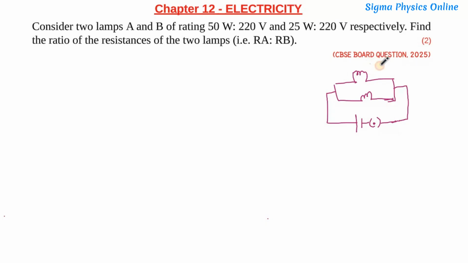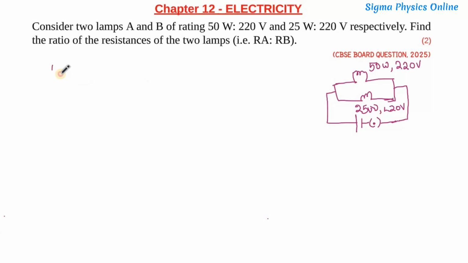The first bulb has a rating of 50 watt and it's operating at 220 volt. The second bulb also has a rating of 25 watt and it's also operating at 220 volt. So we have the power and the voltages at which they are working. So now we have to find out the ratio of the resistances of these two bulbs. So let's write down what all are given.